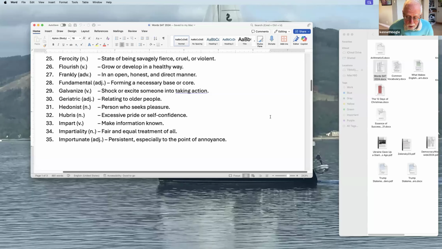Let's see. Who do we have in terms of visual? We did Sophia, Maxime. Dora, can you pronounce these words?